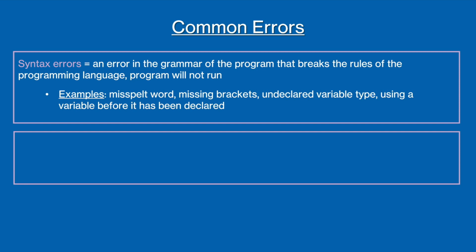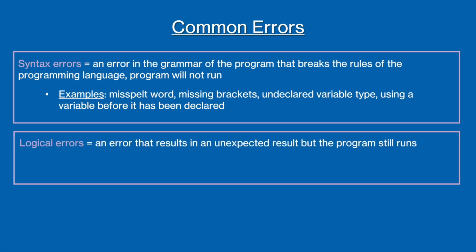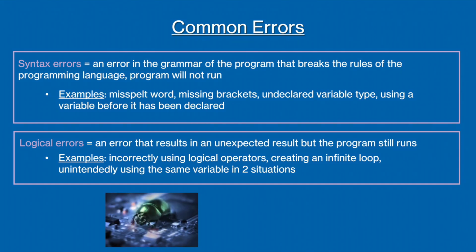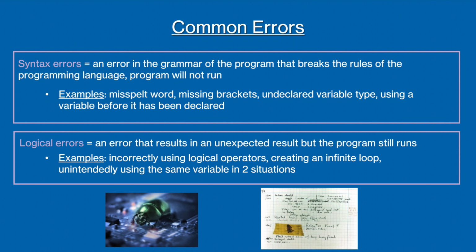The second type of error that we could have in our program are logic errors. Logic errors are faults in the logic or structure of the program, which could be caused by accidentally programming the wrong thing, or having your code make the wrong decision. They result in an unexpected result, but the program will still run. Logical errors are generally harder to spot, and examples of them include incorrectly using logical operations, accidentally creating an infinite loop, etc. Let's look at an example of a program with a syntax and logical error in the next slide.